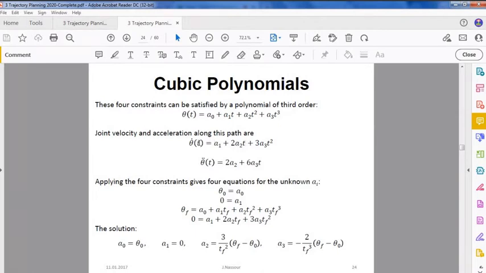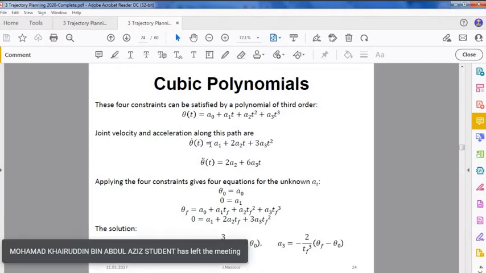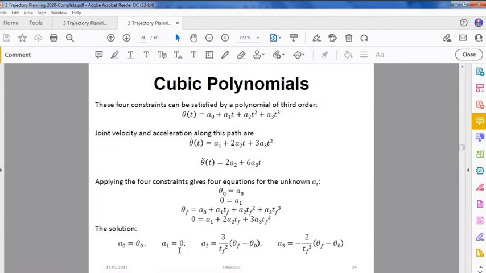But if you take the initial point, initial time equal to 0, you can cancel these two. So when you cancel these two, you know that velocity at the starting point, or time 0, equals A1. What is the value of velocity at that time? It is 0. So now you get two coefficients, A0 and A1, based on this main equation.